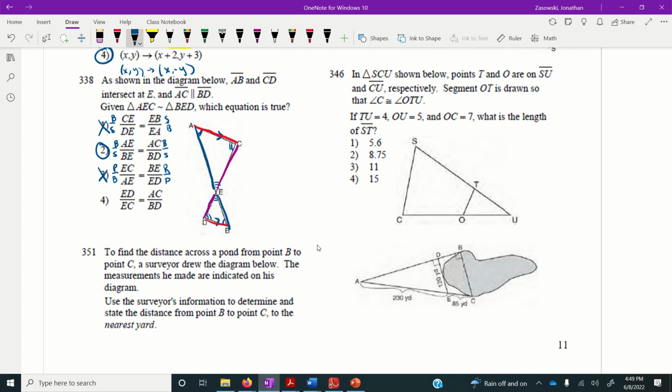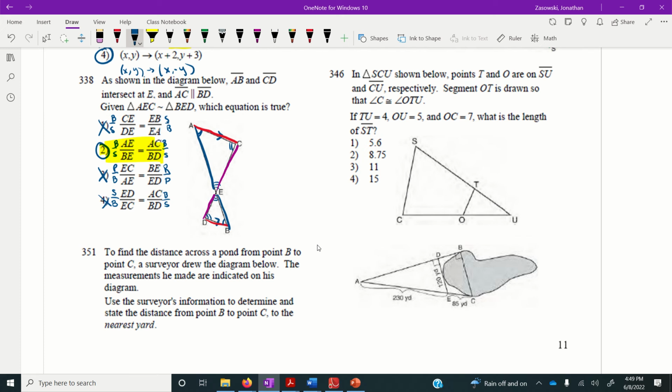Number 4, ED, purple, over EC, purple, but it's going from small to big. And then AC over BD is going from big to small. So these, once again, are not in the same order, and that's why we're not picking them. So choice 2 is correct because they're the same corresponding sides, the same colors that we labeled, and they're going from the same triangle, big triangle, to the small triangle for both. Make sure you're consistent in your proportions.